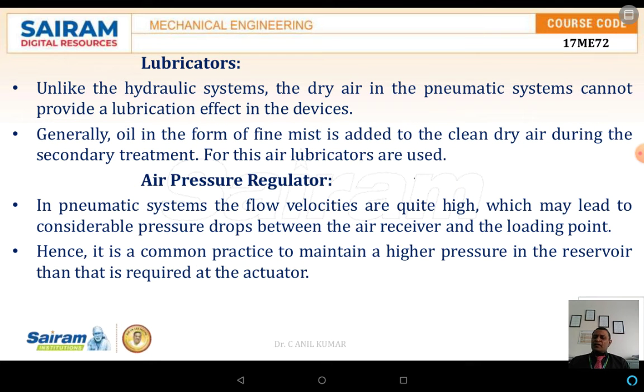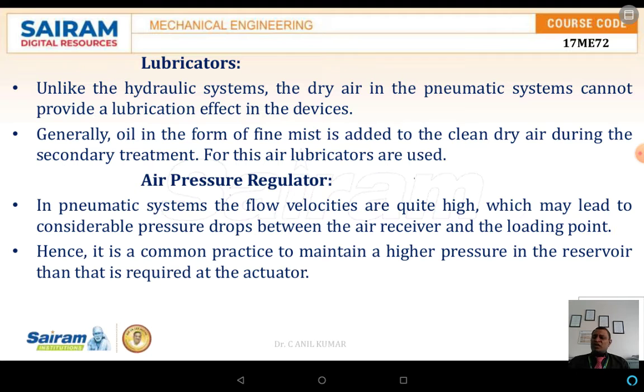The next part is nothing but the lubricators. Unlike in the case of the hydraulic systems, where the hydraulic oil develops the pressure and is also used as a lubricant for the moving parts, especially the actuators, here in this case what we are using is pneumatic air.